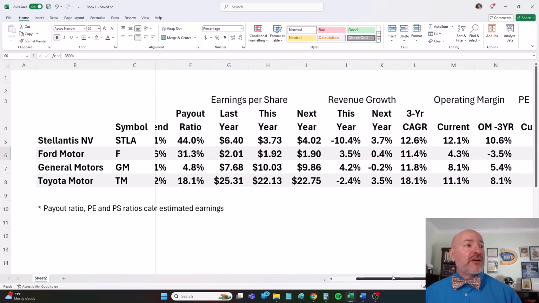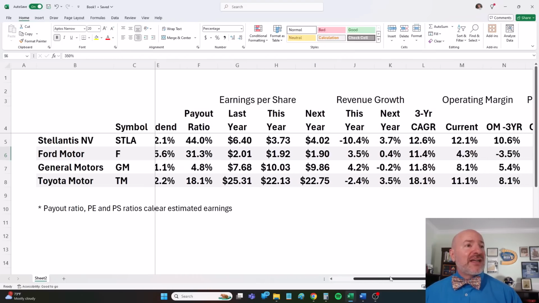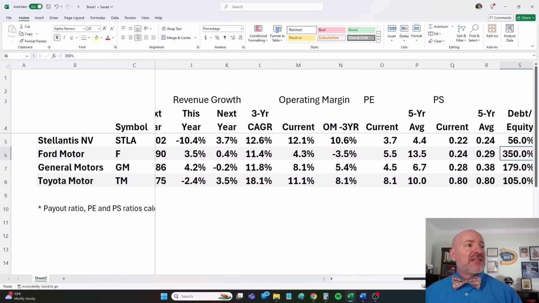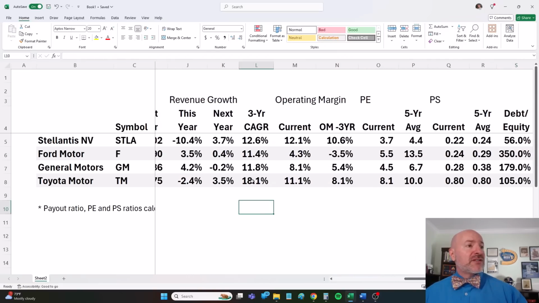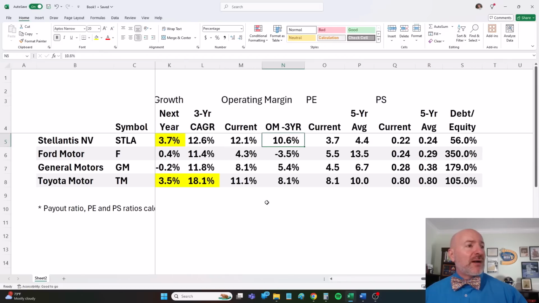Now, if we go through here and just highlight the best things to look at for these. For 3-year growth in revenue, I would highlight Toyota doing very well in that longer term trend. Next year growth, Toyota and Stellantis doing pretty well, so maybe highlight those. Operating margin, I want the higher ones here, so Stellantis and Toyota definitely stand out there as higher operating margin, higher profitability, and that's something that is durable.